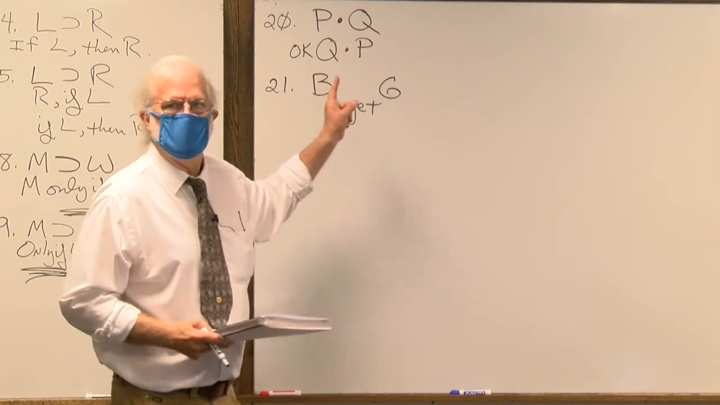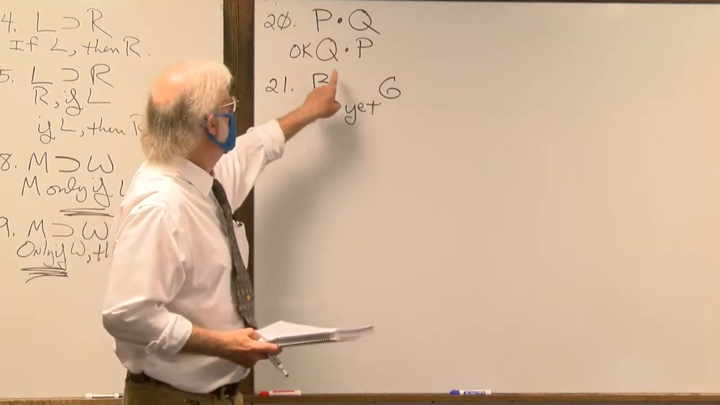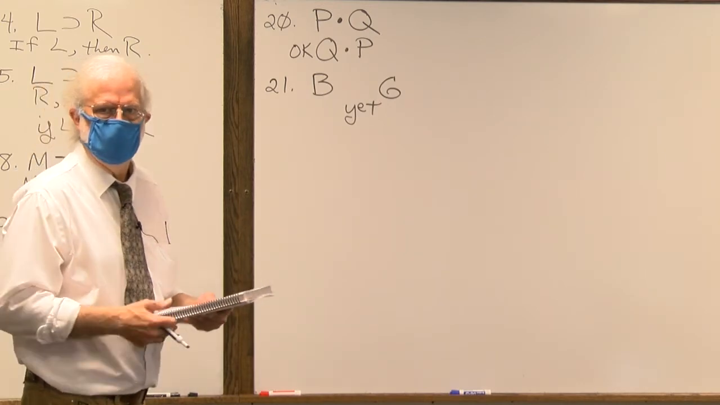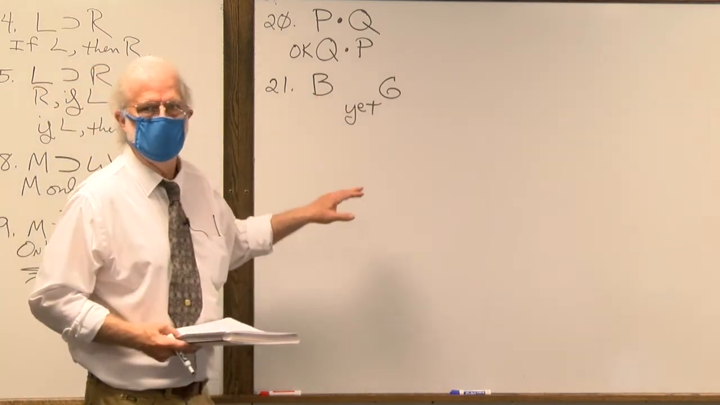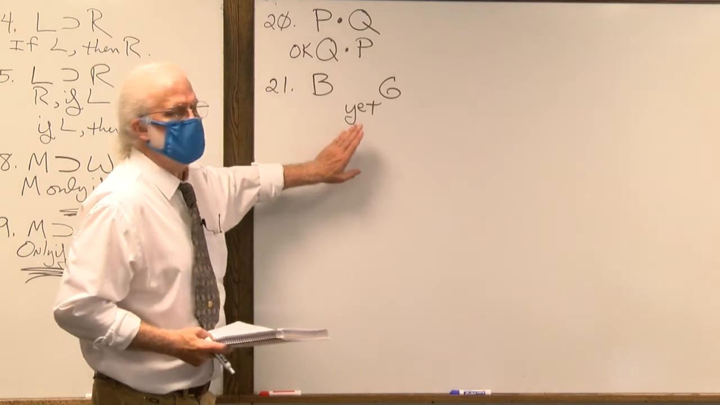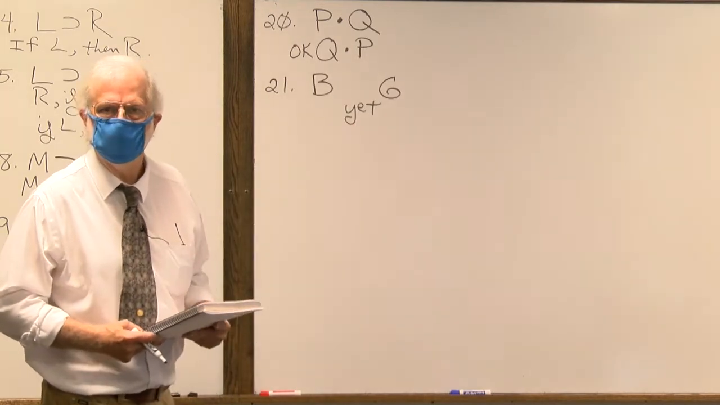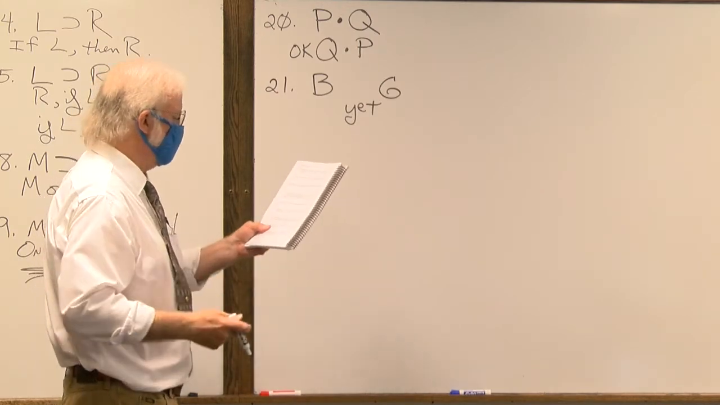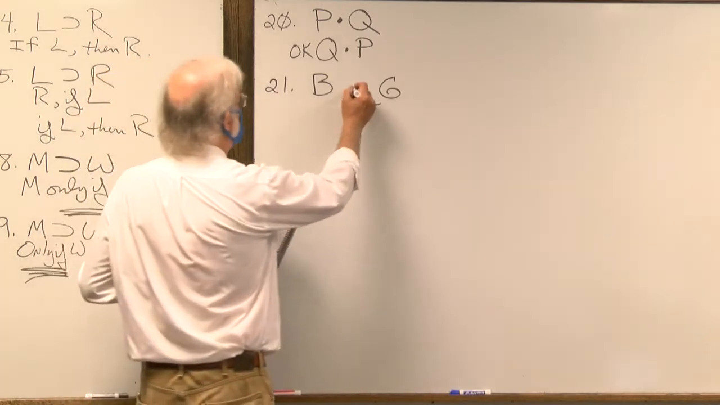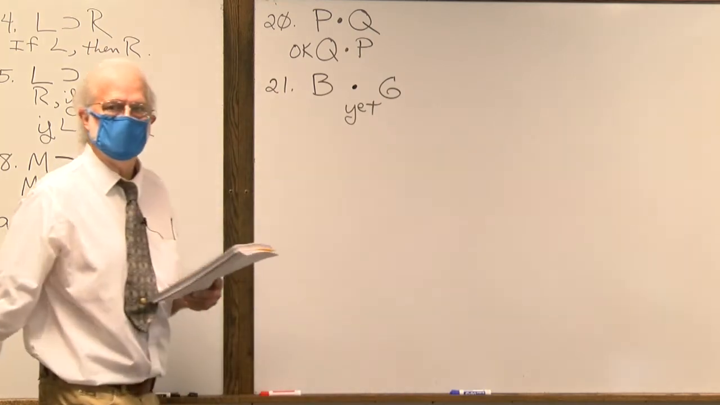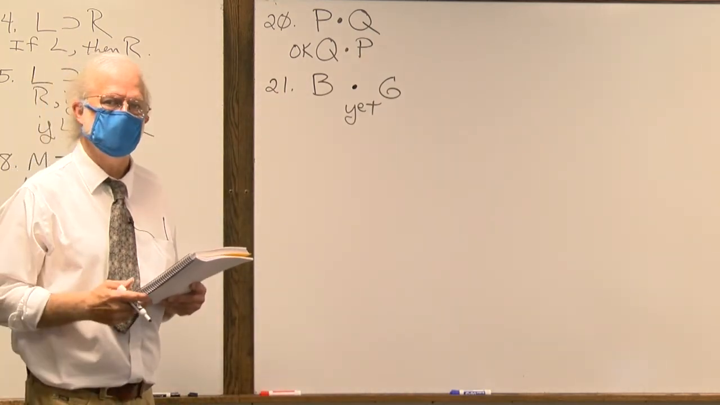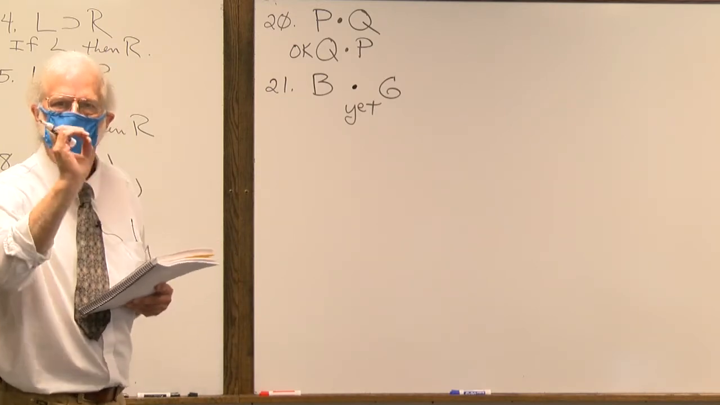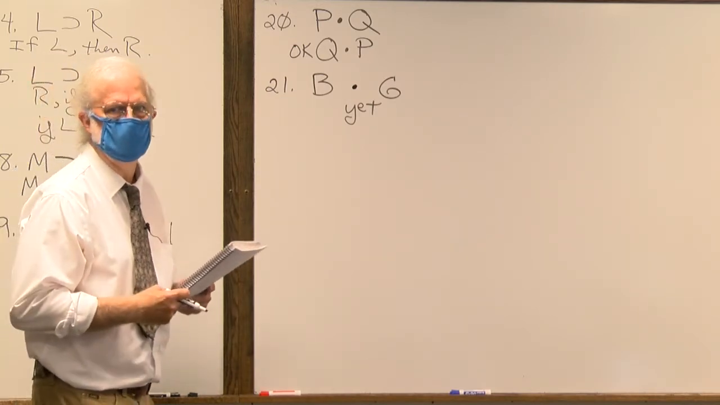Does yet mean that they're conditional, which would mean a horseshoe, or that they're biconditional, which would be a triple bar? When we use the word yet, we mean both of them are true. So what we mean is Belgium will sign the accord and Germany will decline. Both of those statements are true, and that's what the dot means. The dot means both of these statements are being asserted to be true.